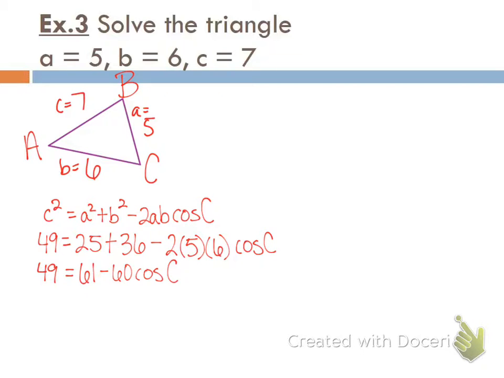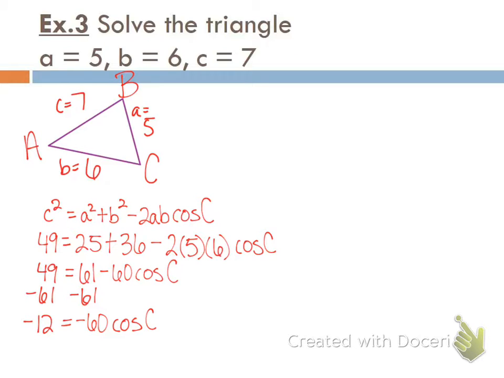Okay, subtract 61 would be what I would do as well. 49 minus 61 is negative 12. What do we have to remember when we write the other side? The 60 is a negative 60. Do not drop that sign. It will mess everything up.